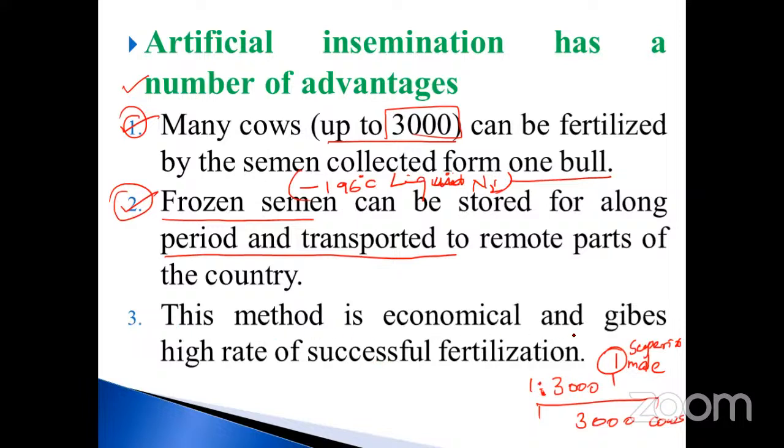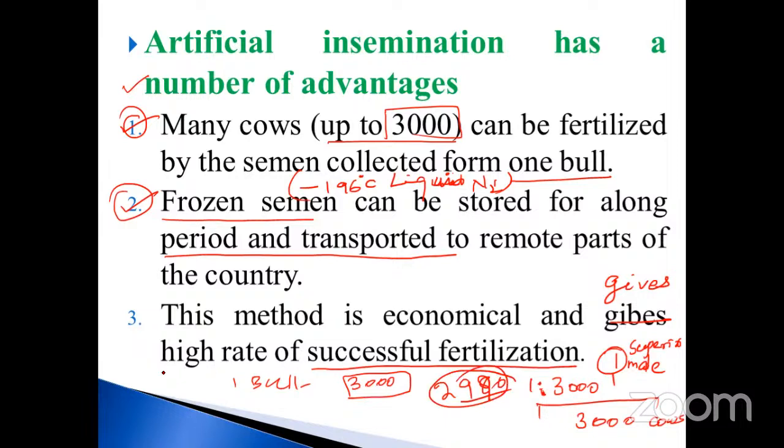And the third one is that this method is economical and gives a high rate of successful fertilization. With this type of artificial insemination, suppose one bull can fertilize 3,000 cows, isn't it? So how much is possible, maximum percentage, 2,980, 2,990. That's why a high rate of fertilization is possible. There is no infertility capacity. That is the reason.